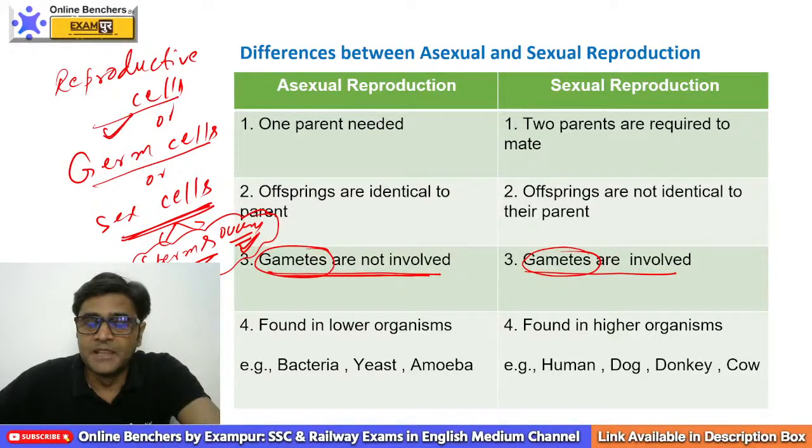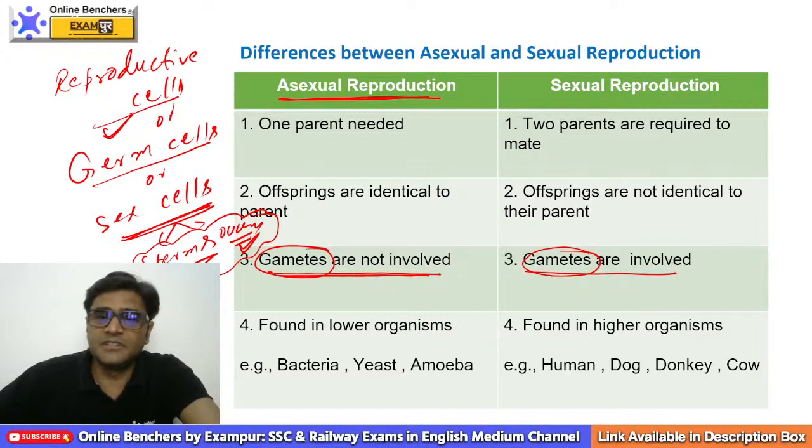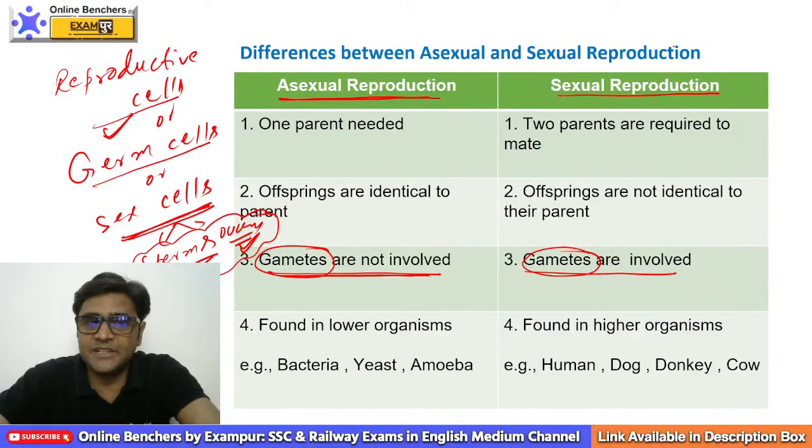Gametes. In asexual reproduction there is no need of gametes, and without gametes, sexual reproduction is not possible. First of all, gametes are formed: male gametes are known as sperms and female gametes are known as ovum, and fusion of male and female gametes produces the zygote. The zygote divides to form an embryo, then we have a child.